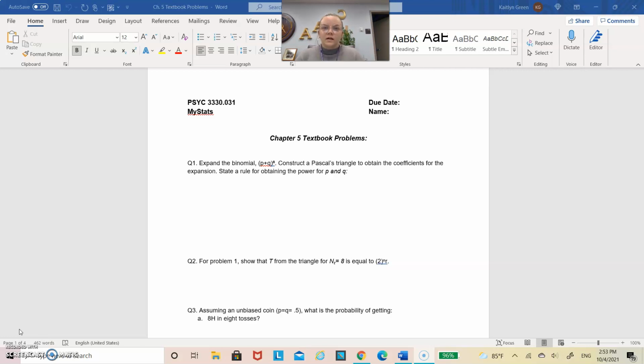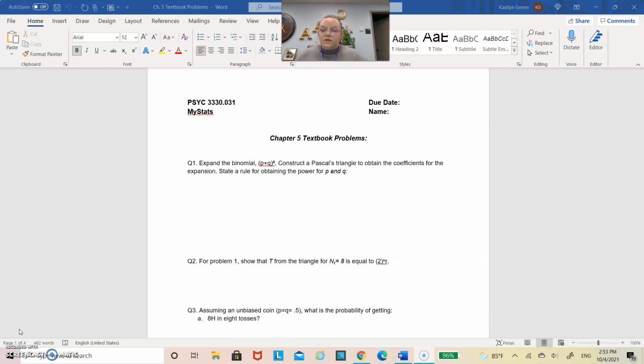As you can see, like in my previous videos, I do have the blank questions on the screen, but I will be using my completed sheet here to explain how I got my answers. So the first question is fairly simple. It asks us to expand the binomial p plus q to the 8th power.